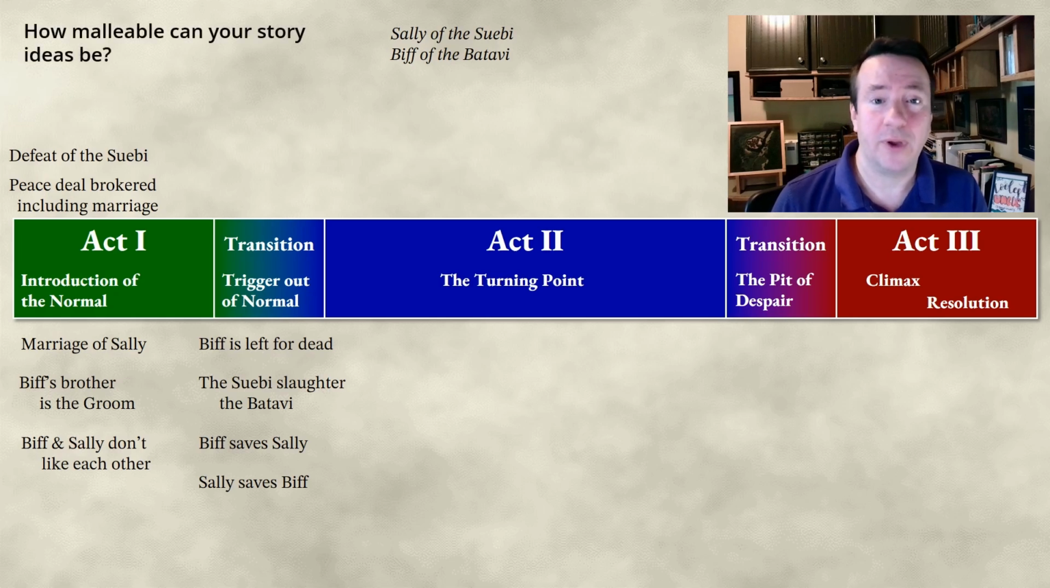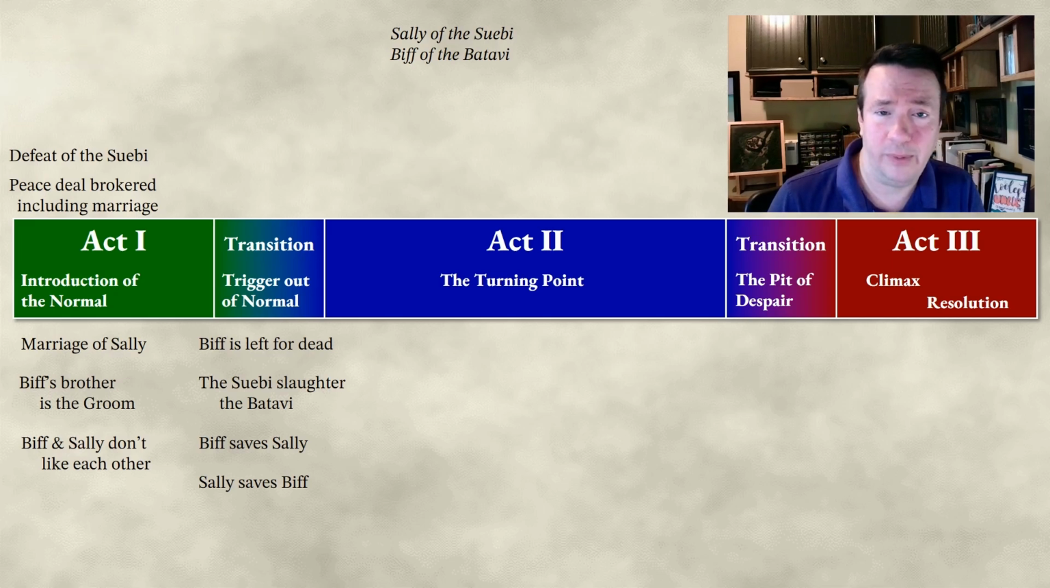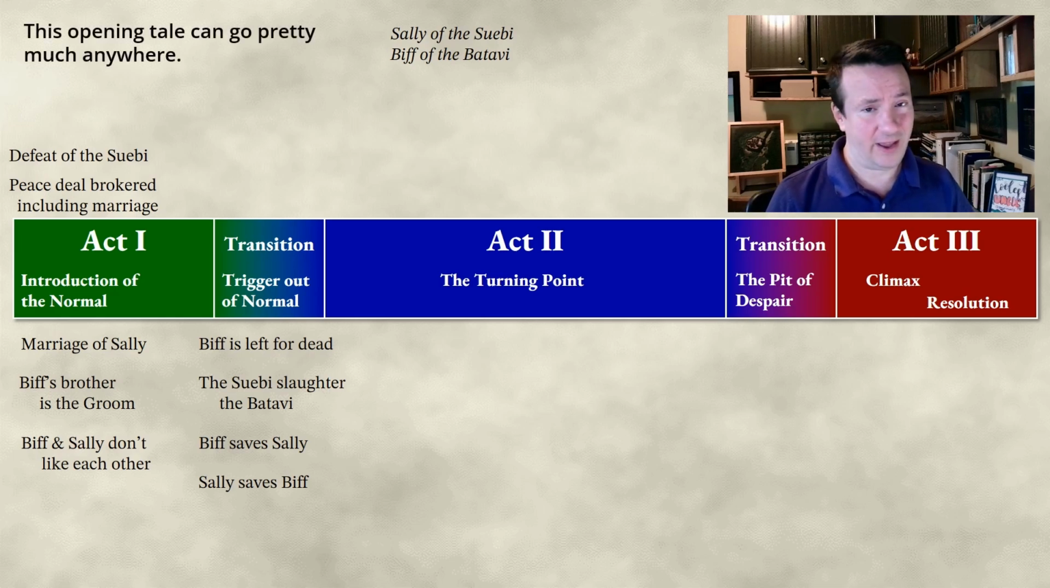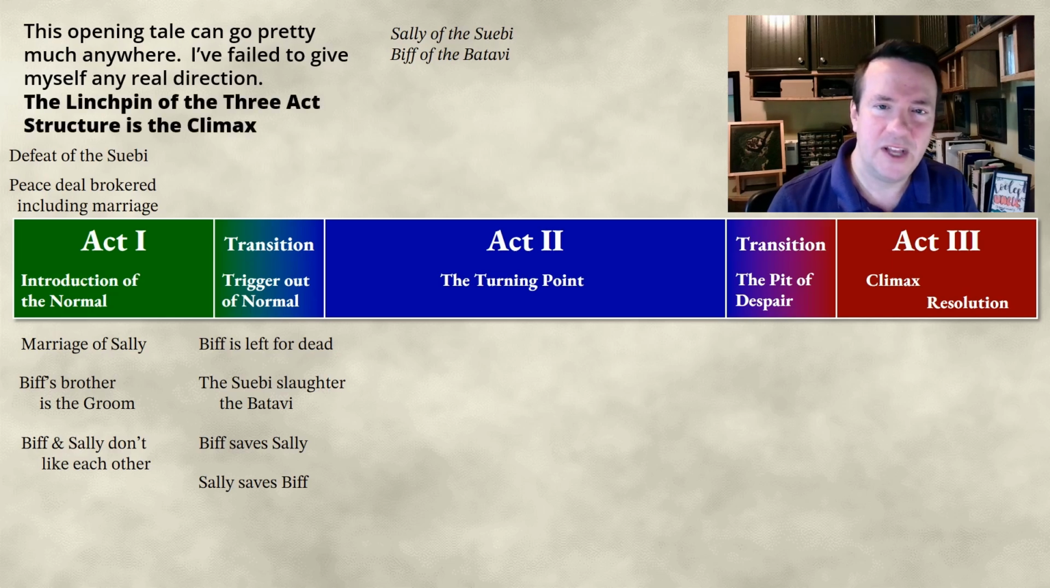How malleable can your story ideas be throughout this process? Second, while I'm really happy with what I've come up with for Act 1, I've created a bit of a problem, because I've created the opening of a tale that can go pretty much anywhere. I have failed to give myself any real direction. The linchpin of any 3-act tale is the climax, and at this point, Act 2 could go pretty much anywhere, and Act 3 be pretty much anything.